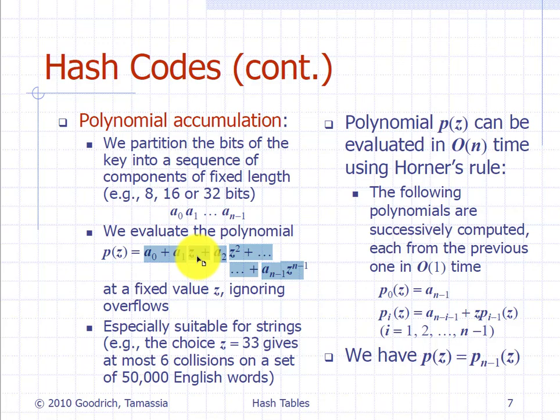Now, the more observant of you must be wondering, my God, why would you want to do that? Isn't it more computational time to calculate? Isn't this hash code a computational burden in itself? Because now we've got to calculate the powers of z.